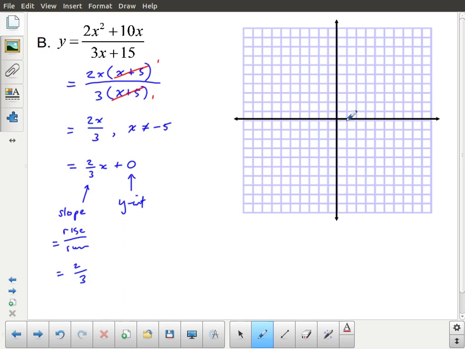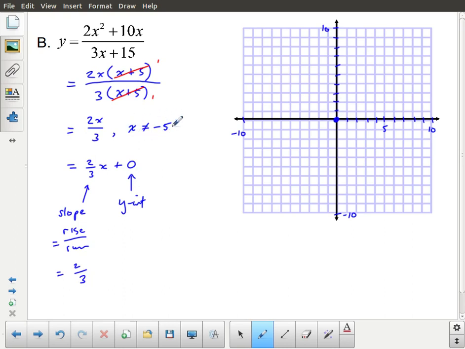So I think I'm going to use a smaller scale this time. So there's 5, 6, 7, 8, 9, 10. So I'm going to use a scale of 1 square is equal to 1. And that's going to take me to negative 10 and negative 10. And now I have a y-intercept at 0. That means I have a point here at 0, 0.